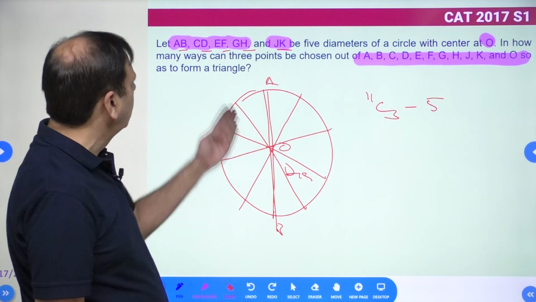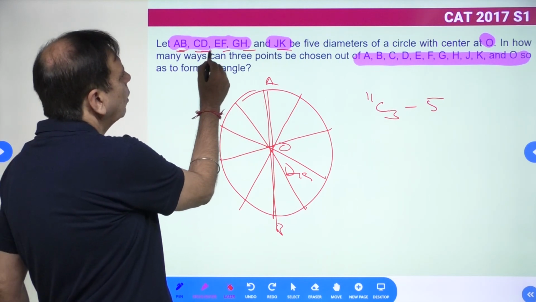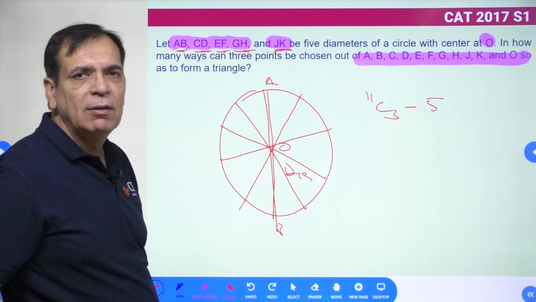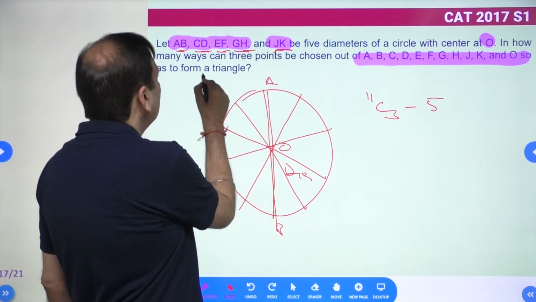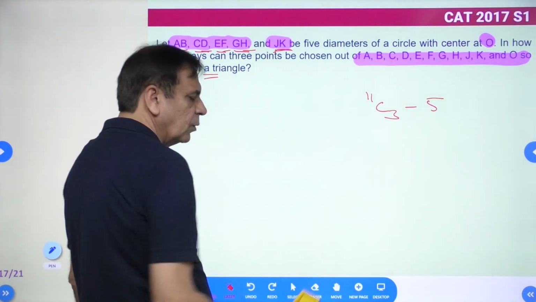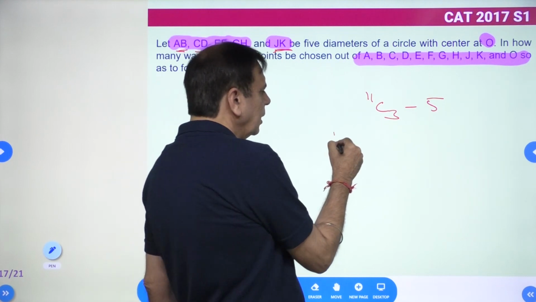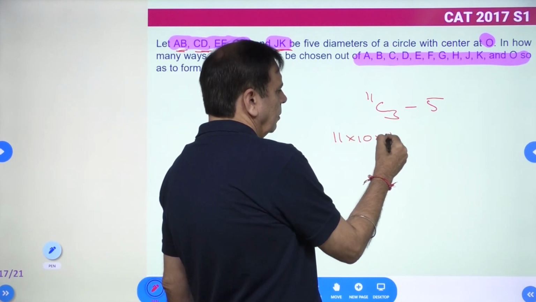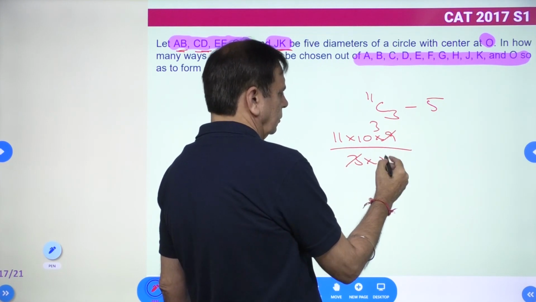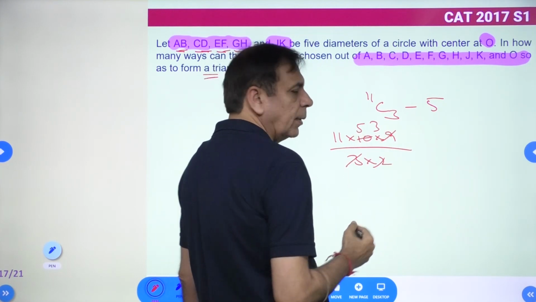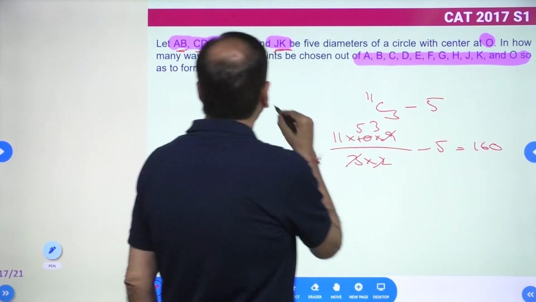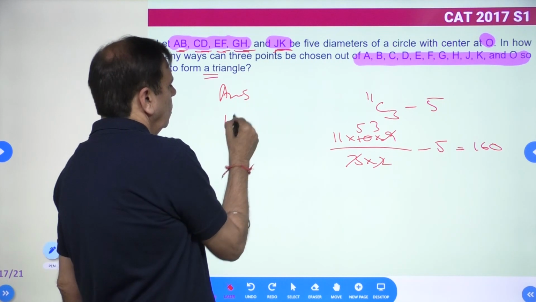Because if you choose AOB, COD, EOF, GOH, JOK, each of them will be a straight line, will not be a triangle, and we want to form a triangle. So the answer should be 11C3 minus 5. Okay. What is 11C3? 15 into 11 is 165 minus 5, 160. Okay. Correct answer is going to be 160.